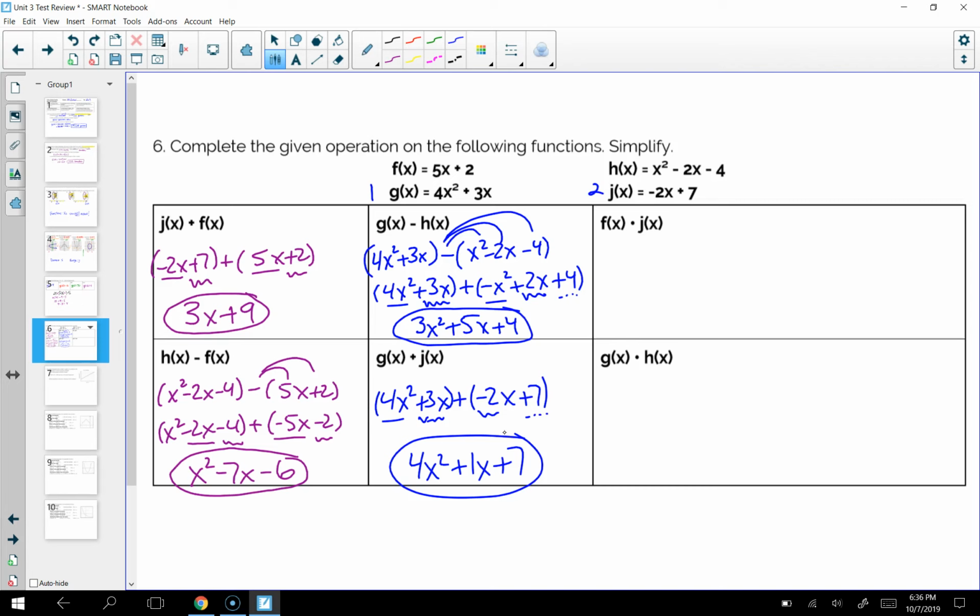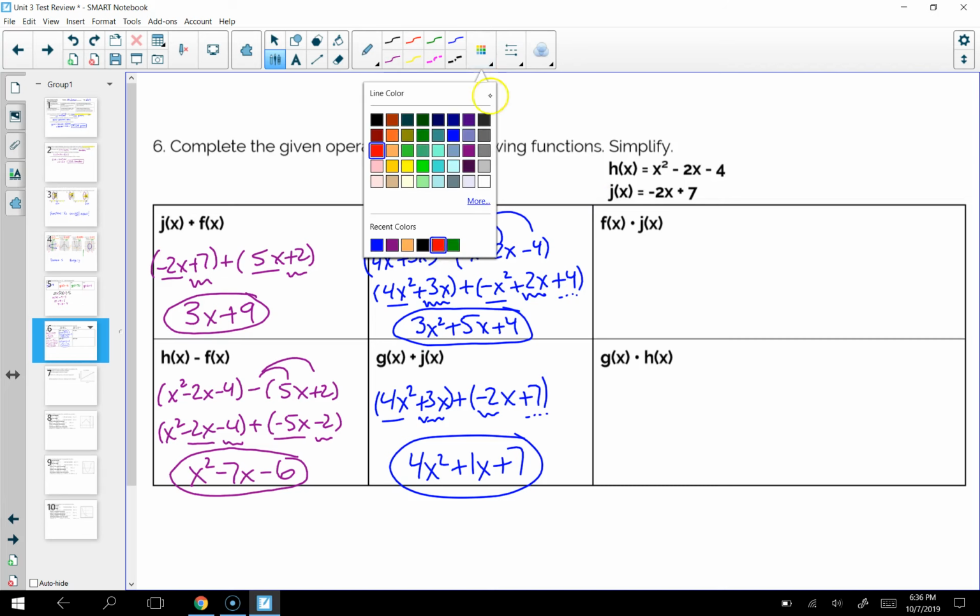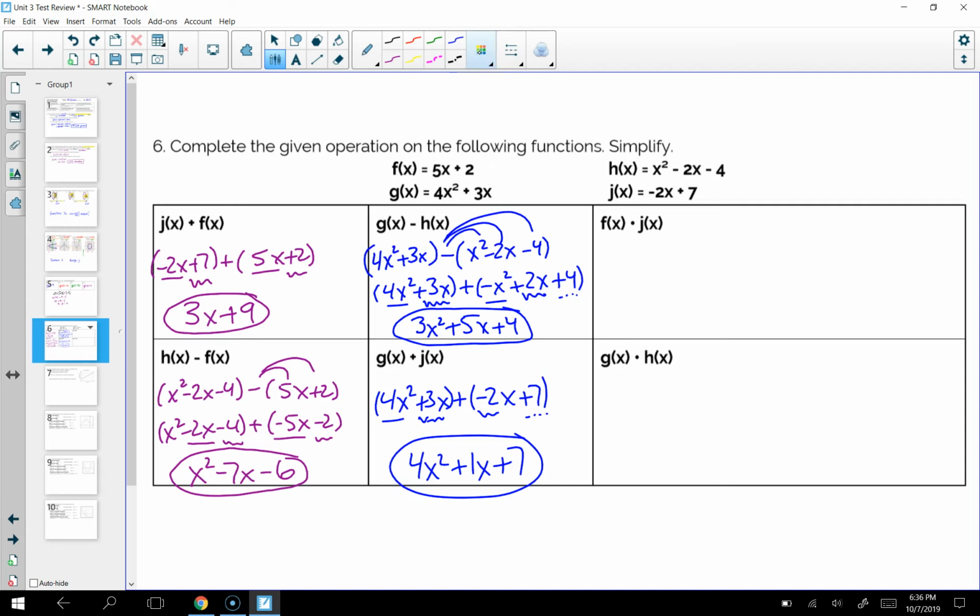Okay? Alright, these last two are multiplying. So remember we looked at making a table for these if you wanted to. This first one, f times j. So here's f, here's j. It is a 2 by 2, which just means it's two binomials. So you can write them next to each other. So 5x plus 2 like this, and then just do FOIL, okay, and distribute.